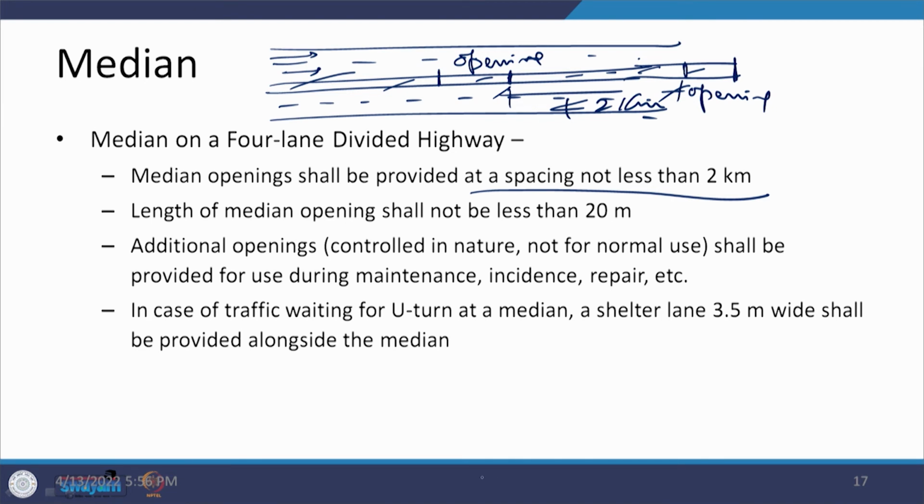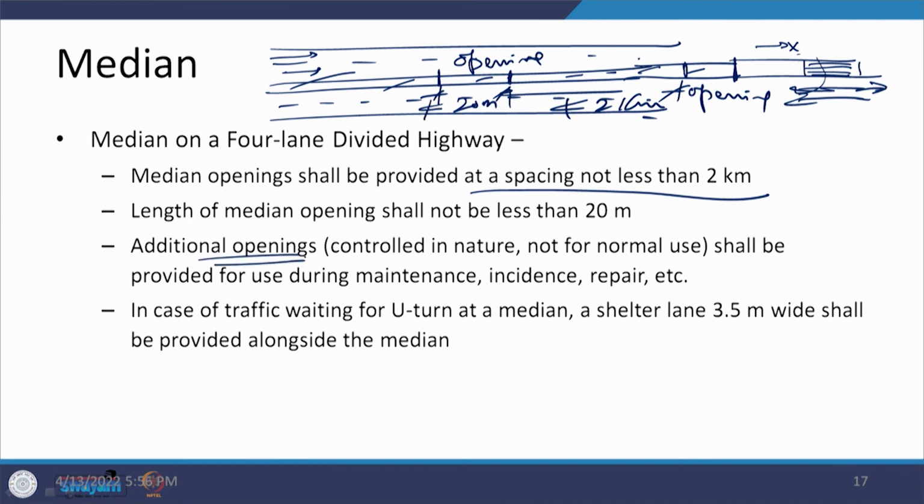But another thing is that sometimes we can provide these openings in a clear manner, and sometimes there are intermittent openings which are closed, and those barriers can be removed at any time if there is an emergency, due to which one lane has to be closed and the traffic has to be moved to the other lane, and that is how both directional traffic is going to be on the other side. Then the width of the median, this is what we are talking about, should not be less than 20 meters.